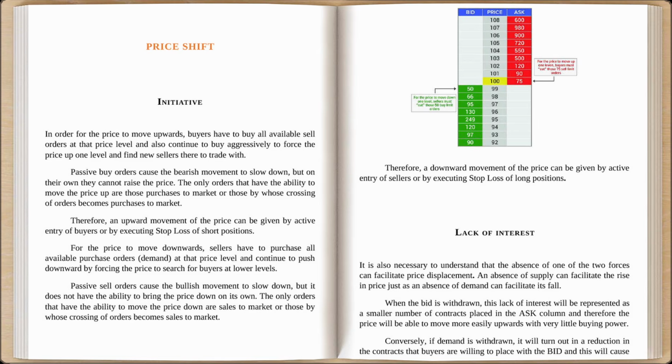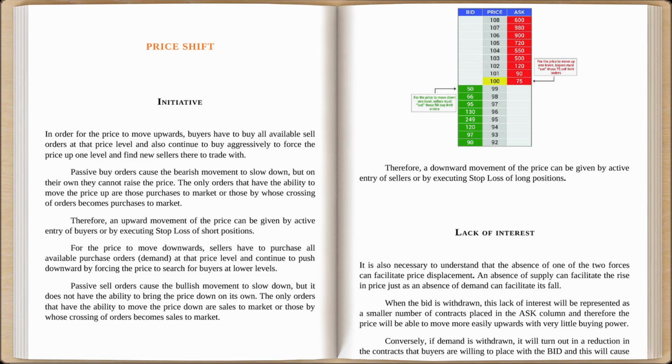The only orders that have the ability to move the price up are those purchases to market, or those whose crossing of orders becomes purchases to market. Therefore, an upward movement of the price can be given by active entry of buyers or by executing stop loss of short positions. For the price to move downwards, sellers have to fill all available purchase orders demand at that price level and continue to push downward by forcing the price to search for buyers at lower levels.